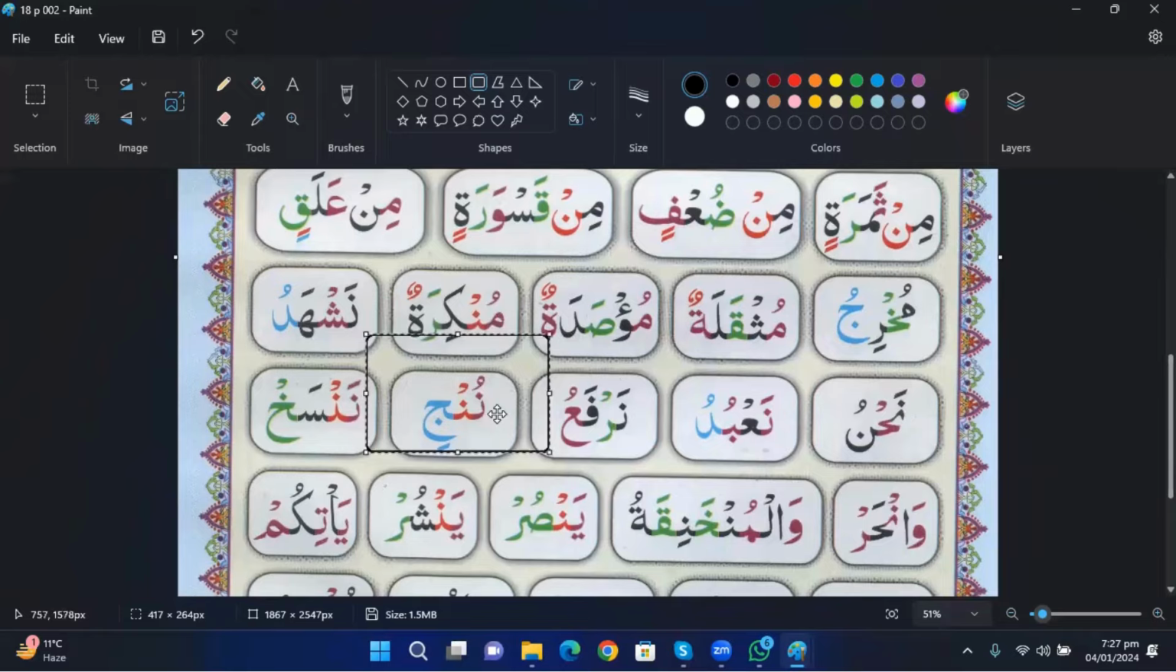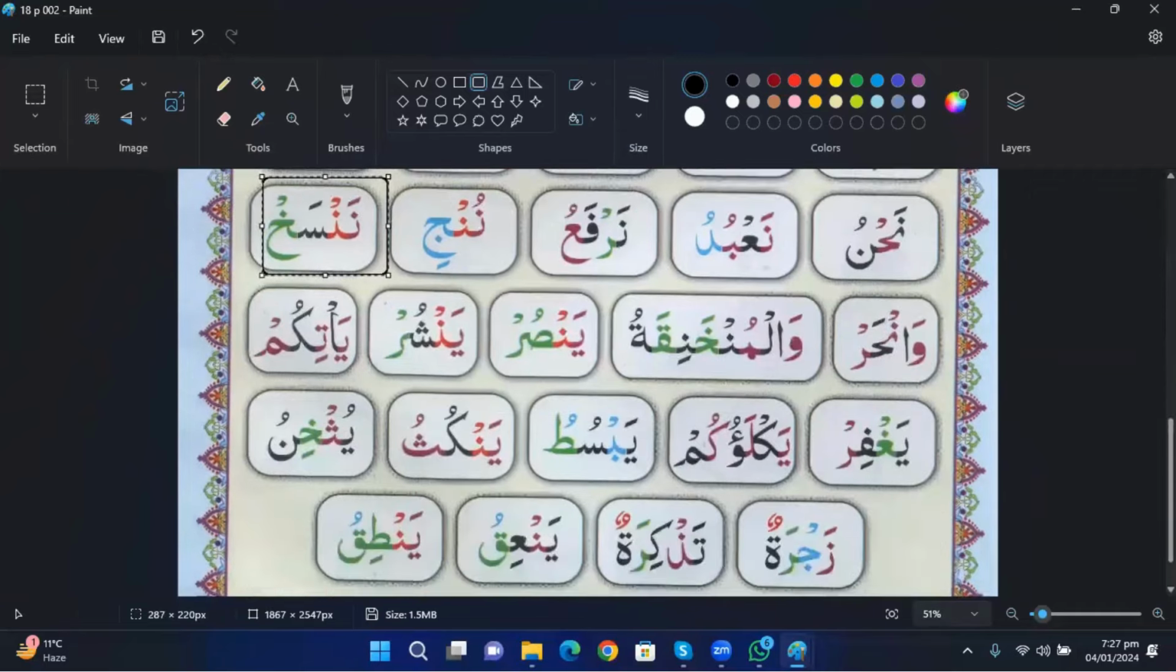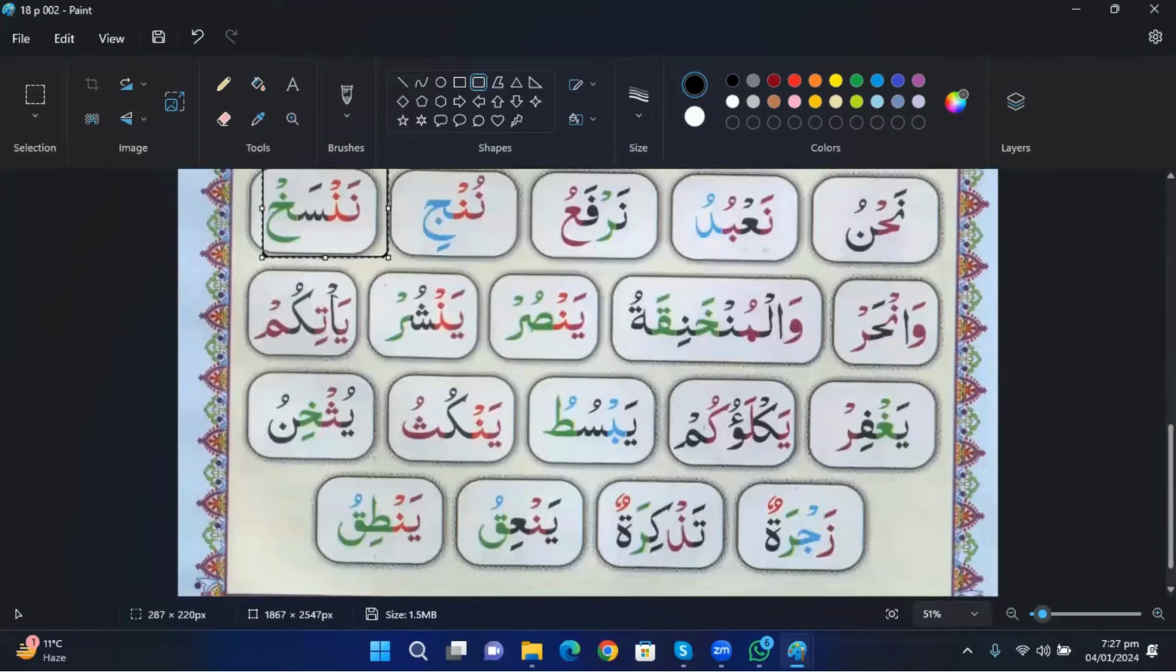Nun dama nun skun nun, jim kasra ji, nun ji. Nun fatha nun skun nun, sin fatha, kha skun sakh, nun sakh. In this way, you need to mention all letters one by one, join them, convert into words, and do the spelling with your students.